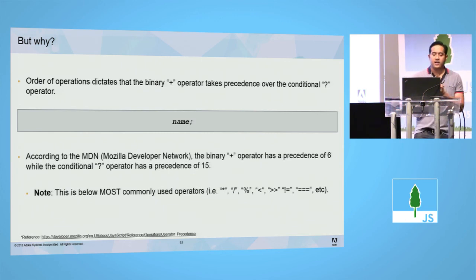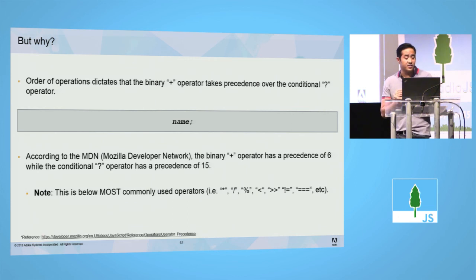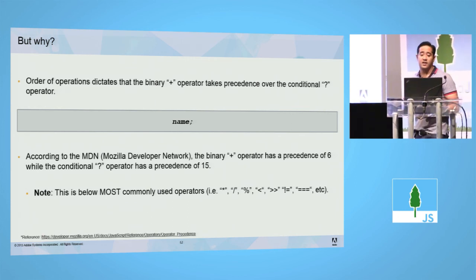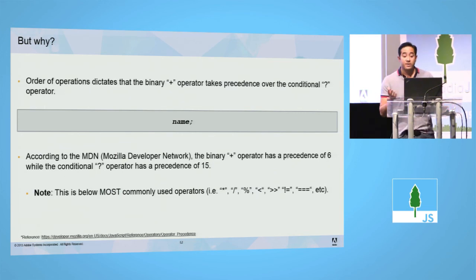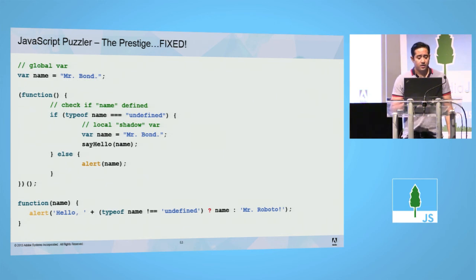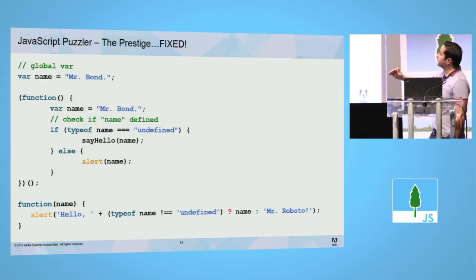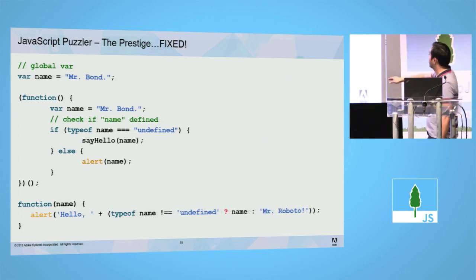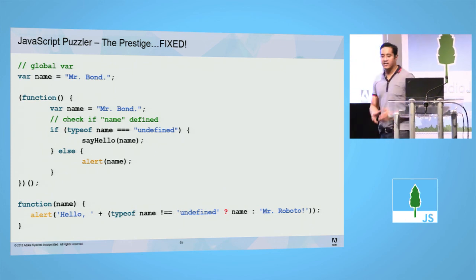According to the MDN, the binary plus operator has precedence of 6 while the conditional operator has 15. So this is actually below most of your common operators: plus, modulus, even bit shift. So how do we fix it? Well, do what Douglas Crockford said, and let's move all of our variable declarations to the top of the function. So that fixes the hoisting problem. How do we fix the ternary operator problem? Well, just proper placement of parentheses. So I just place proper parentheses around this, and it just encapsulates it.